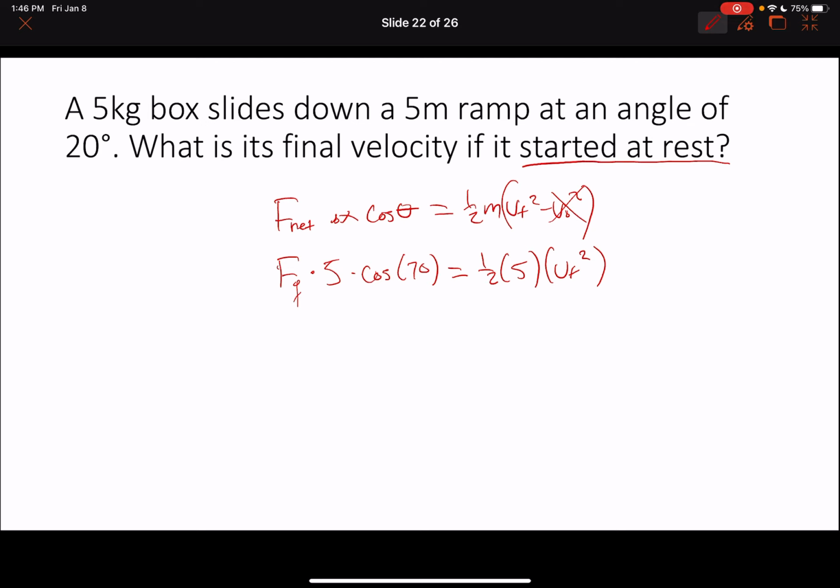Fg equals mg, which is equal to 5 times 9.8, which I believe is 49. So 49 times 5 times cosine 70 is equal to 1/2 times 5 times Vf squared. Let's do this. 49 times 5 times cosine 70.